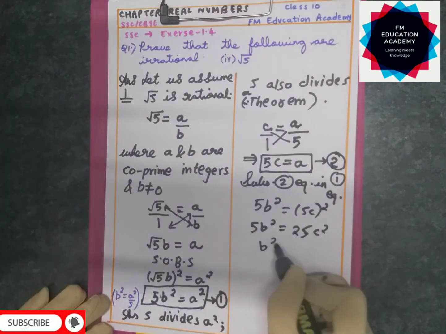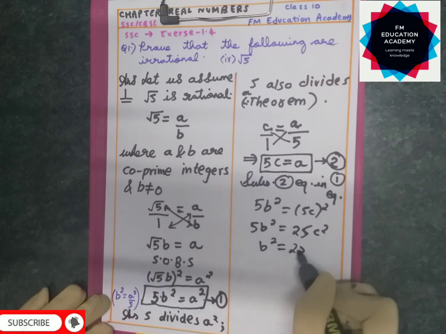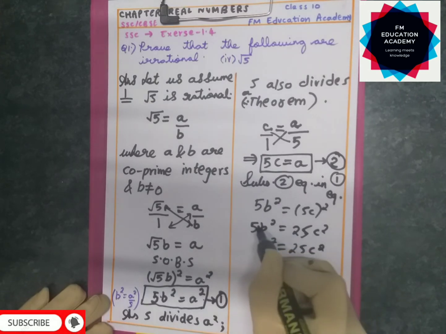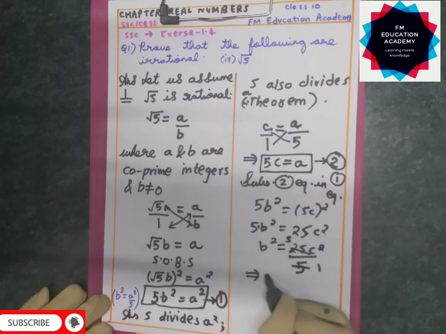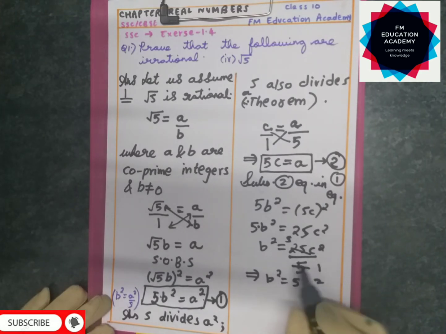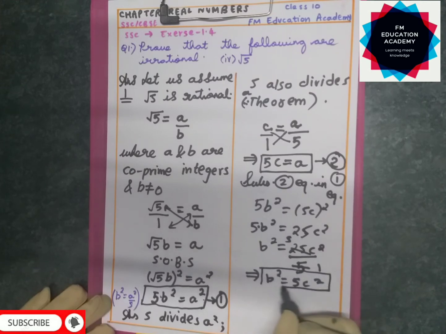Again I can write this as b square equals 25c square, divided by 5. The 5 is multiplying, so if it goes outside, it becomes divided by 5. So 5 ones are 5, 25 divided by 5 is 5. So I got b square equals 5c square. Now again put that in a box and write that as equation 3.